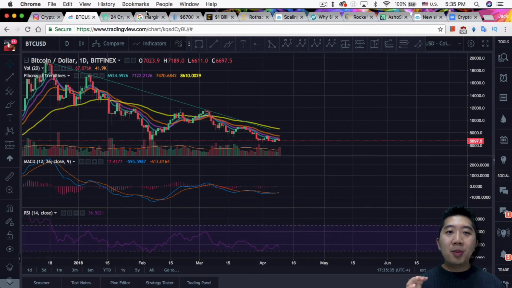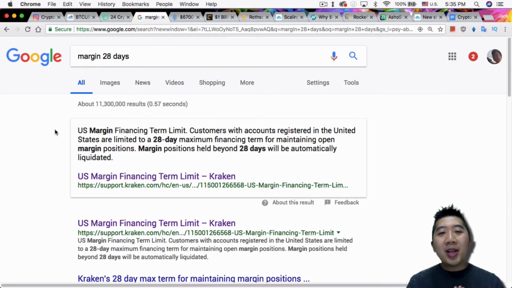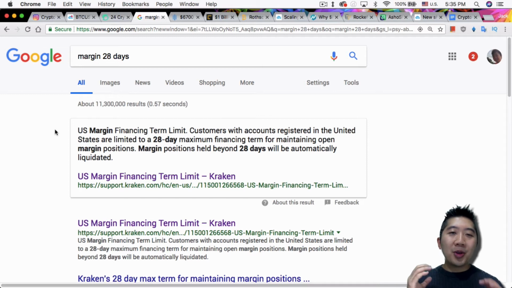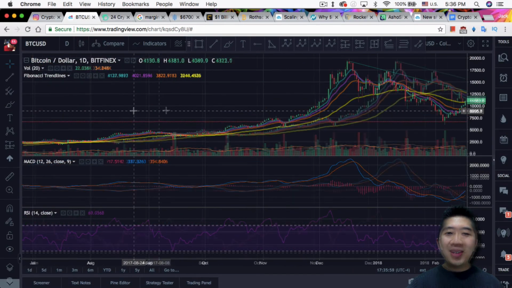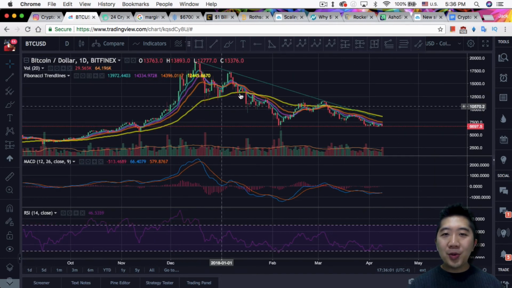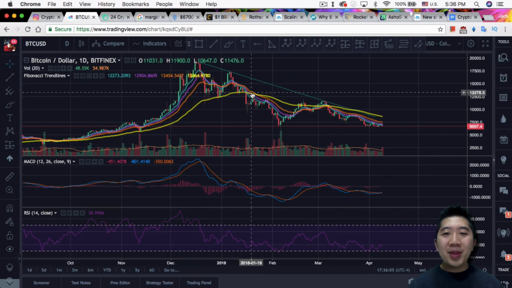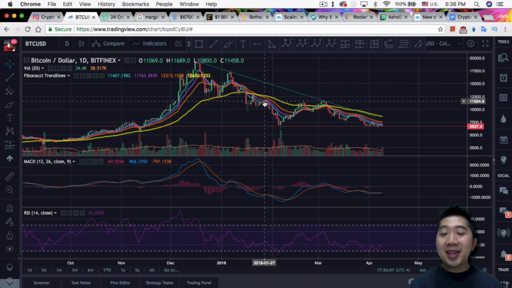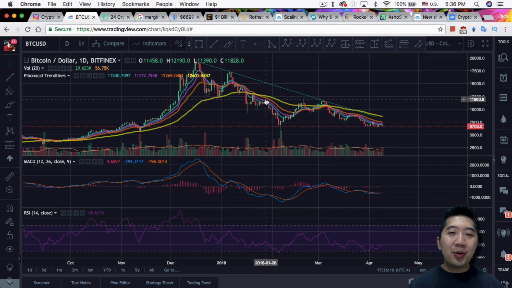My understanding with margin trading and shorting is that there's a 28-day maximum financing period, so you can only open a short position for 28 days in the United States, at least with Kraken anyway. This is from Kraken. So if you go to the daily chart, for example, Bitcoin has been bearish for a while, since January. For people that really want to hold a position, at least in the United States, I don't think you can. But since I don't have a margin account, I don't know how that works. So I really do want to know how that works for short positions for people that have margin accounts. That'll be good to know.